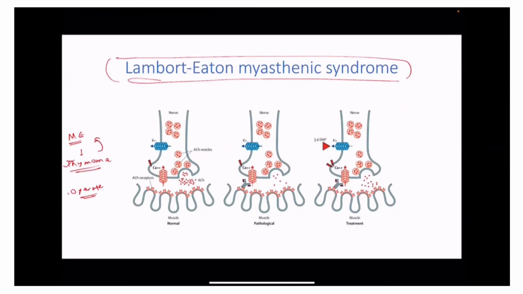And once we operate on this thymoma, in around 50% of the cases you don't need to treat them for myasthenia gravis, because antibodies are produced because of this thymoma in myasthenia gravis against the acetylcholine receptors, and the patient gets relieved once you do an operation for thymoma.